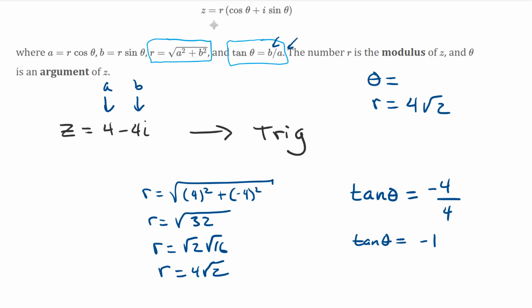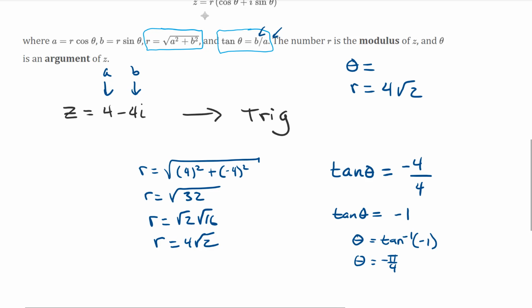Now what's the angle? You know, I mean, we can hit this thing with an inverse. Are we sure we're in the right quadrant? Because this is going to pop out and tell you negative 45 degrees or negative pi over 4. I'll write that as negative pi over 4. Or you can think negative 45 degrees. Are you sure that's where we're at?